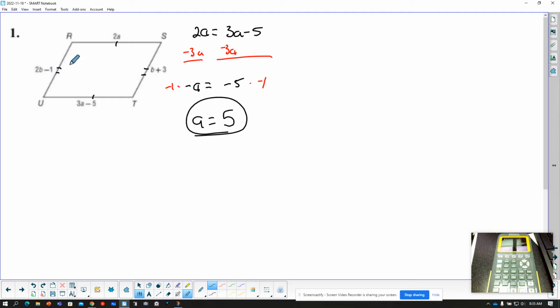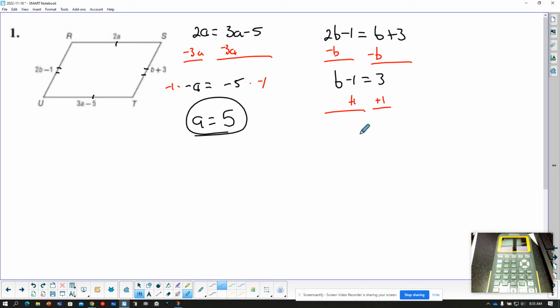Okay, now we're going to solve this one. 2b minus 1 equals b plus 3. Because they're congruent, that means that they're equal. I would probably start by subtracting b from both sides. If I subtract b from both sides, I get 2b minus b is b. Still have this minus 1. The b's are gone over here, and we get 3. I'm going to add 1 to both sides, and I end up with b equals 4. So there is problem number 1.